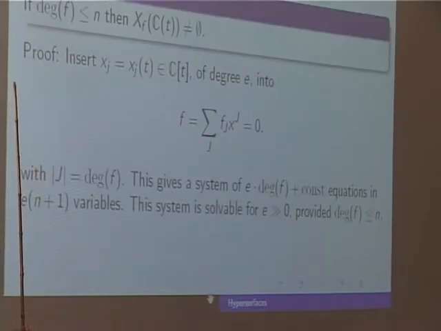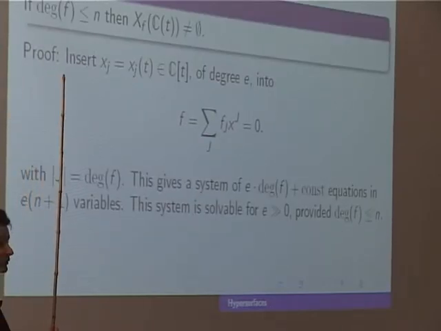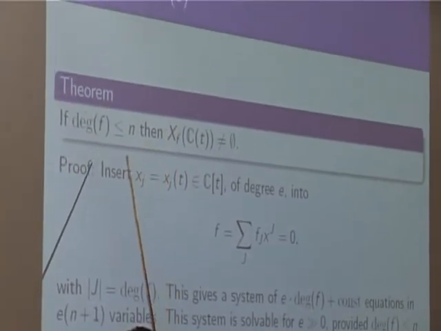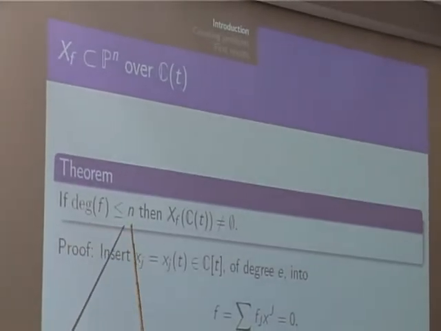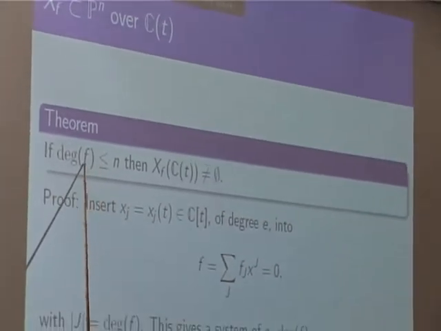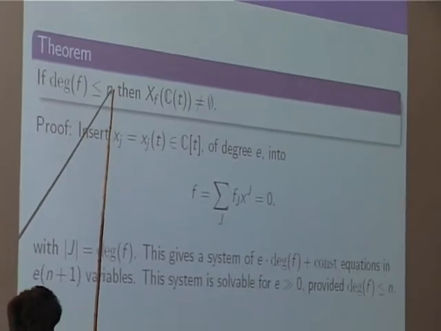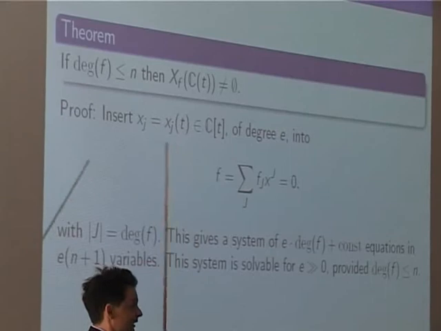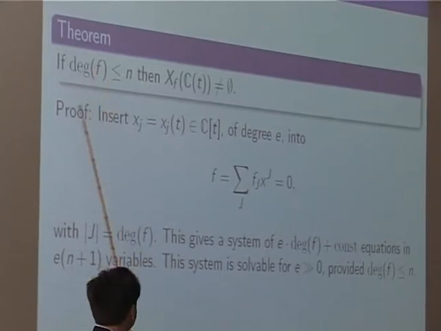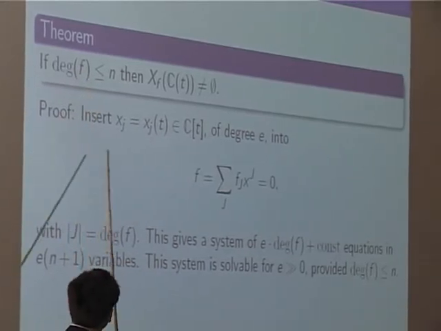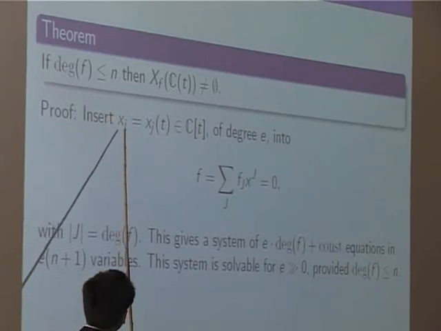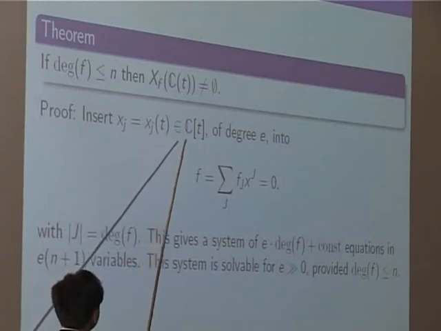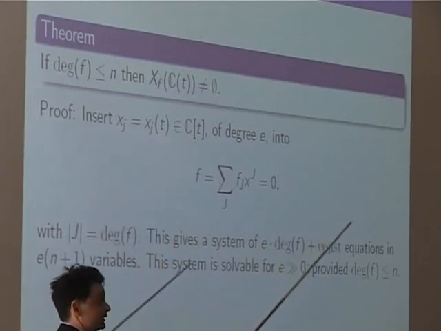Now, let's jump to the next ring of interest, or field of interest: the complex function field in one variable. And again, if the degree is smaller than the number of variables n plus 1, so less than or equal to n, we have a solution. And what's the principle at work here? Well, what are our variables now? The variables are polynomials in T of some degree.